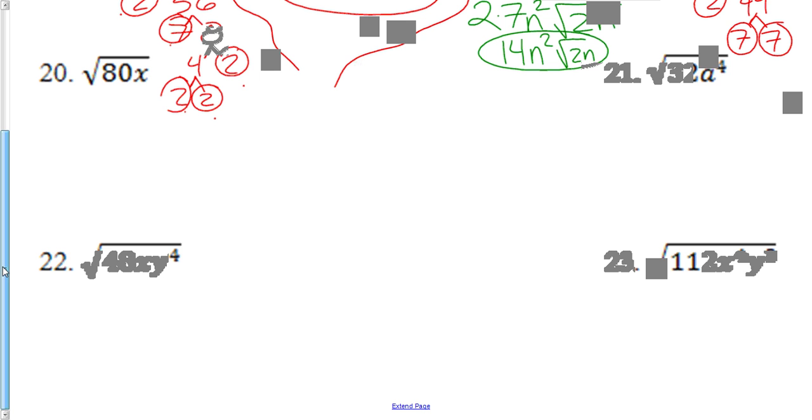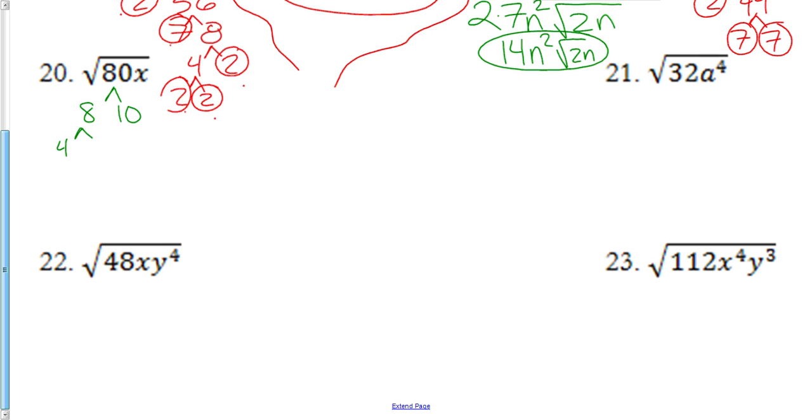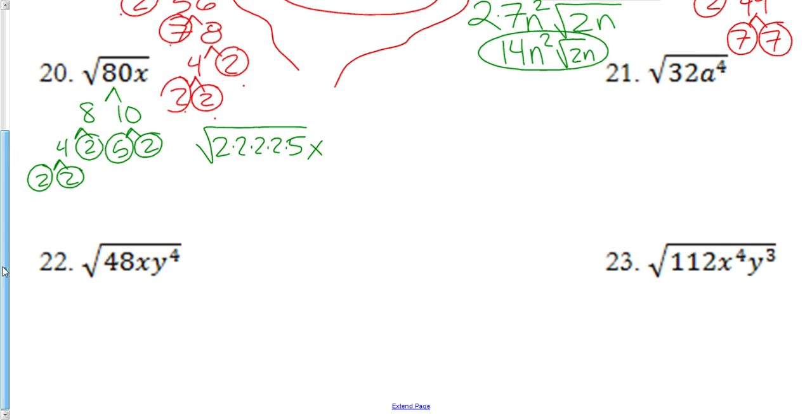Move down to number 20. 80 simplifies to 8 and 10. That gives me 4 and 2. And that's 2 and 2. 10 is 5 times 2. So now I've got the square root, four 2's, a 5, and then I've got a solitary x.